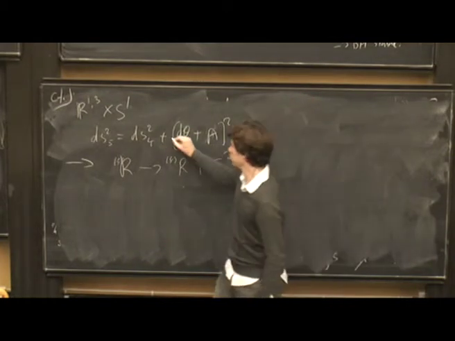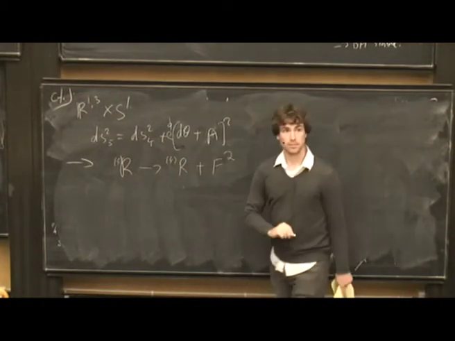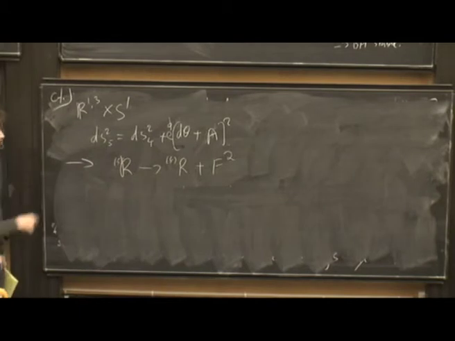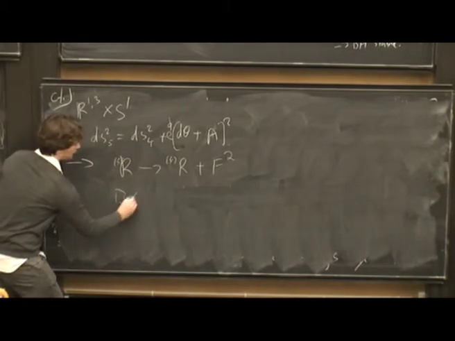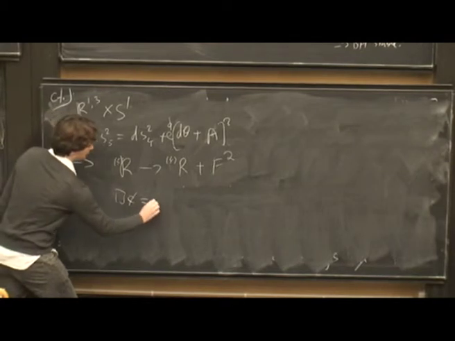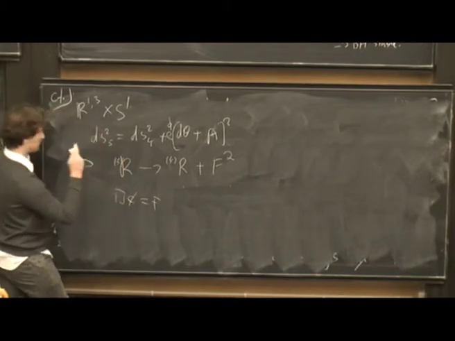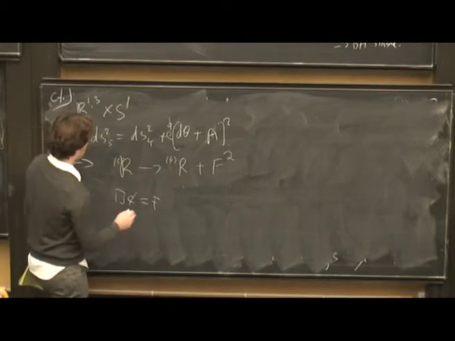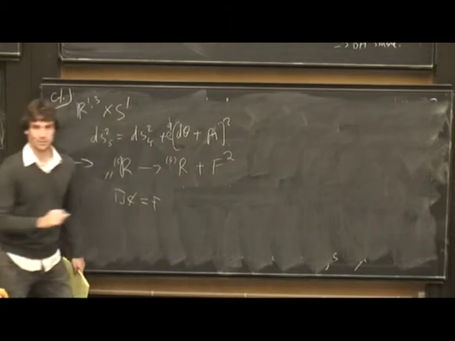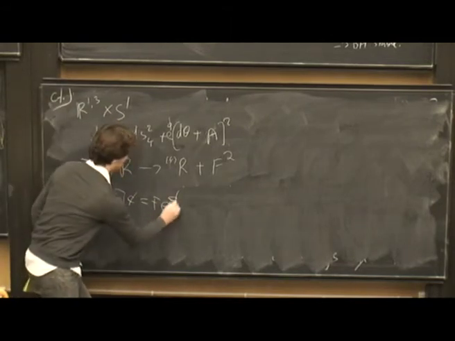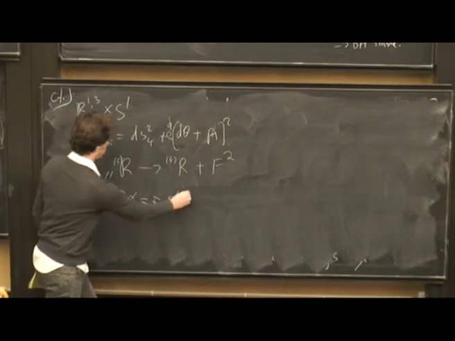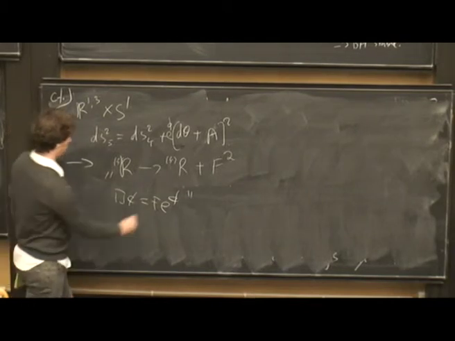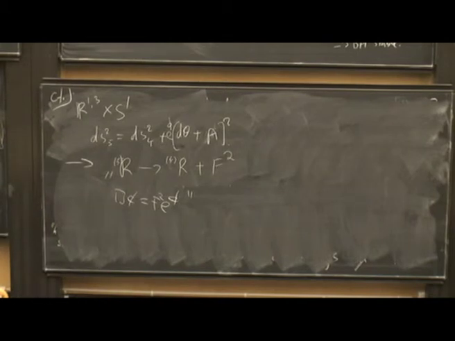And why is that? What you need to do is include a dilaton there. So suppose you include the dilaton here and then plug it into the equations of motion, you'll find something like box phi is F squared. I don't remember the formula exactly, but it's something like this.